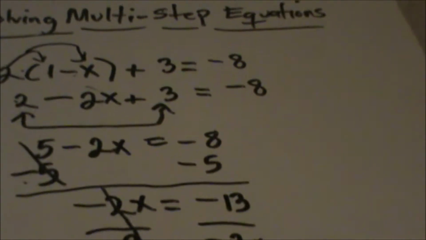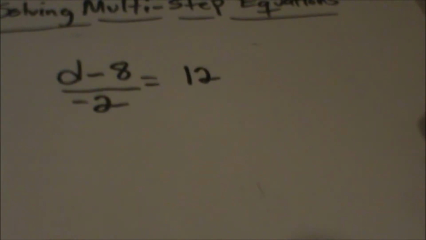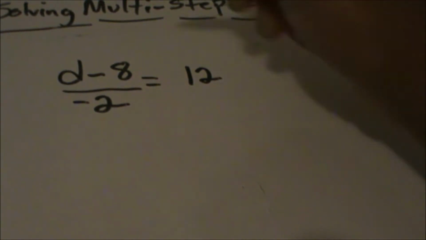All right. And I want to do one more equation, and this involves fractions or a rational number. And this is what it looks like. (d minus 8) over negative 2 equals 12. So when solving equations like this that have a number in the denominator and another number in the numerator, I'll write this on this side, so this is the numerator.